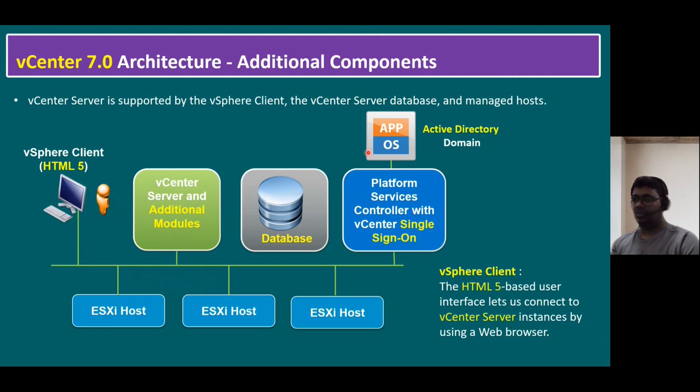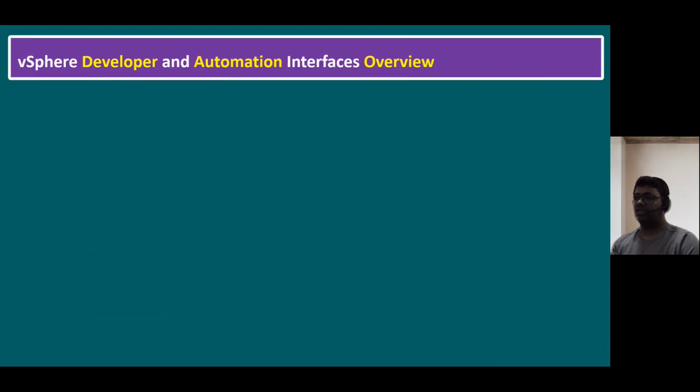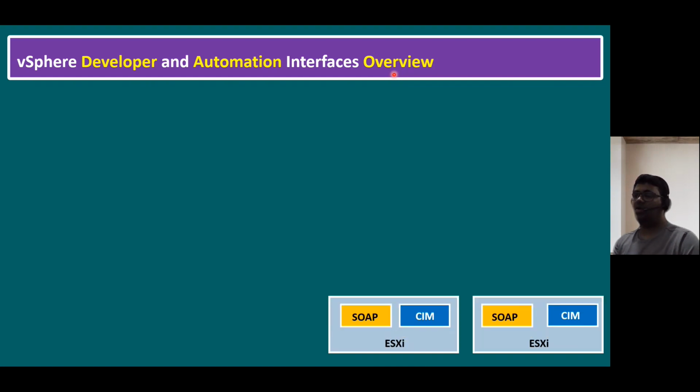Now let's move on to another point, the vCenter developer and automation interfaces overview. This is also important because when we are supporting large organizations, we should also be aware of the vSphere developer and automation interfaces overview. So here is the automation interfaces overview. Let me explain starting from ESXi.